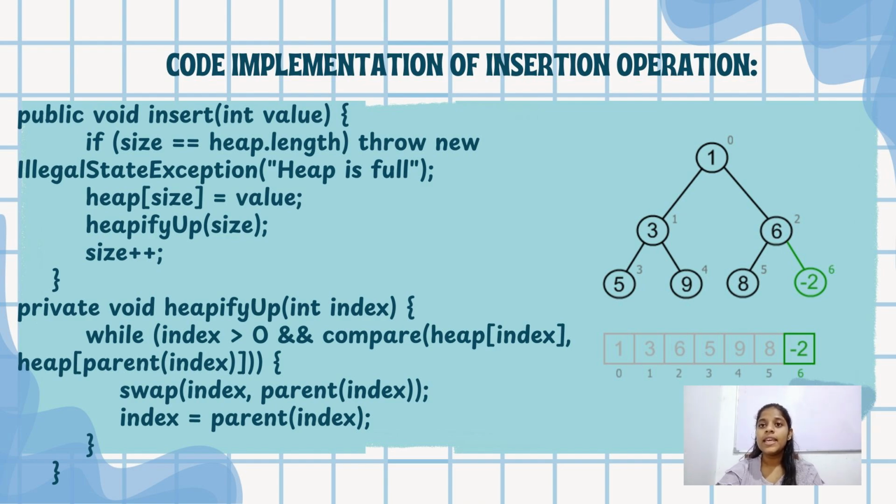If the heap is not full, it sets heap[size] equal to value. Then it inserts the value at the next available position, the end of the heap. The size is the index where the new element is placed. Then the heapifyUp(size) function is called to fix any violations of the heap property. The heapifyUp function moves the element up if necessary.